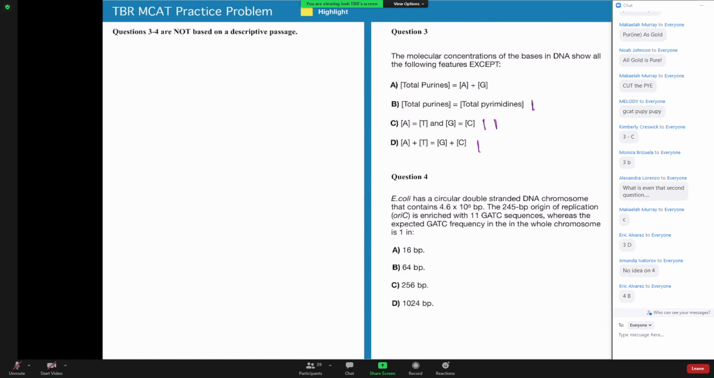And then for 4, we have a B. And then a bunch of no ideas. Got a 3D, 4B. Okay, cool. This is great.